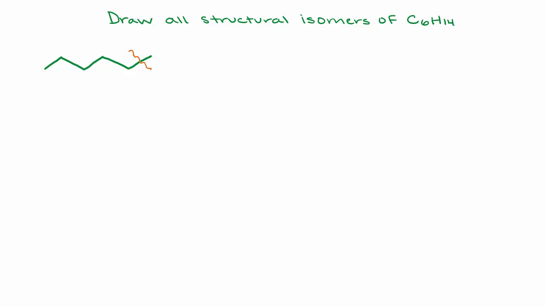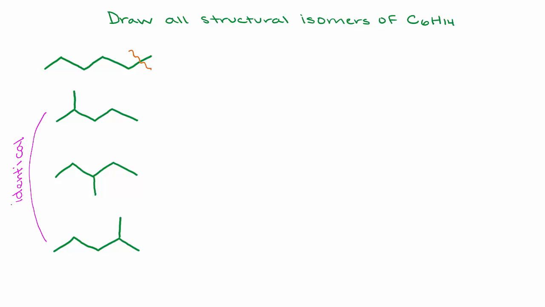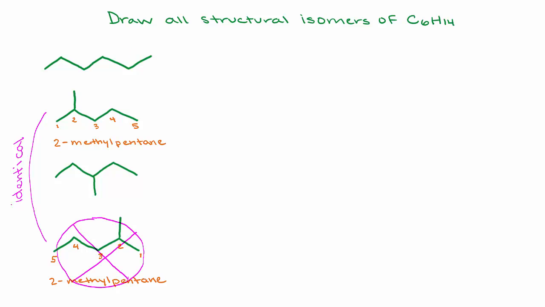So we will start by adding the carbon at position number 2. We can also try other positions on this chain. And this is where we need to be careful. If we look at the second and fourth structures, these structures are in fact identical. This may be difficult to see at first, but if we name them, we find that they are both named 2-methylpentane. Therefore, the bottom structure is not a new isomer, but a duplicate of an isomer we have already drawn.